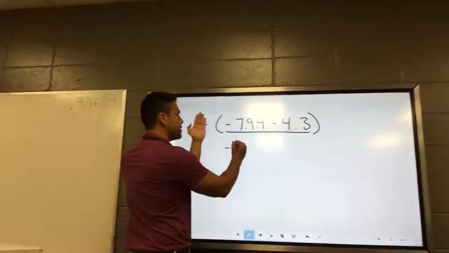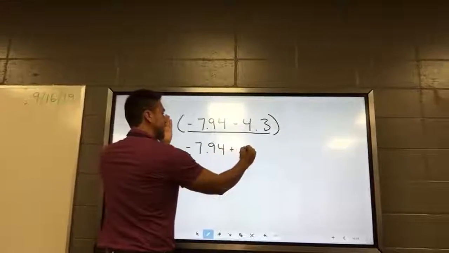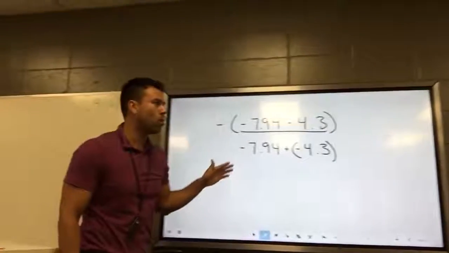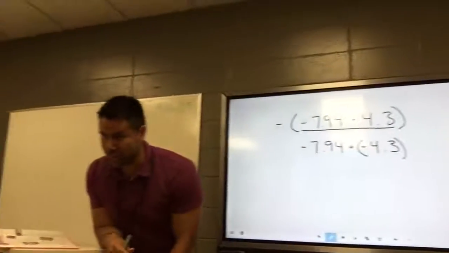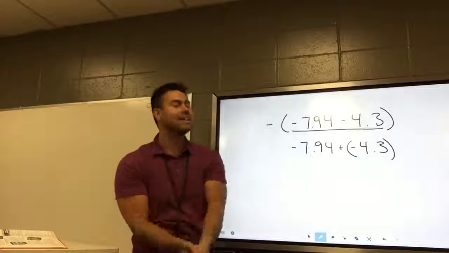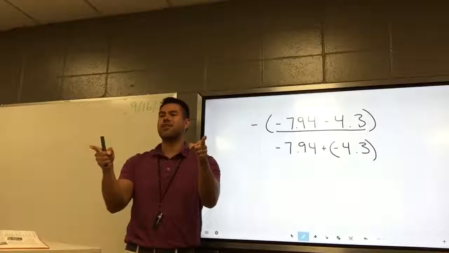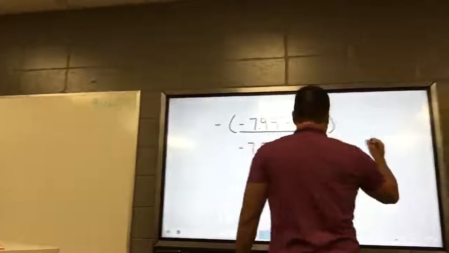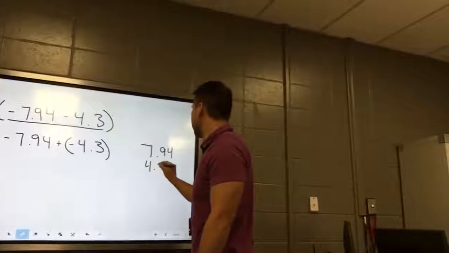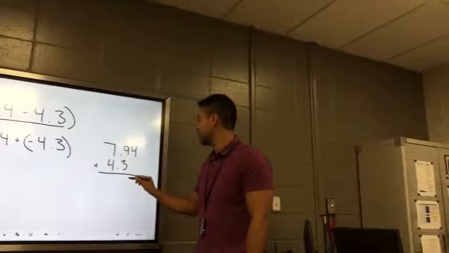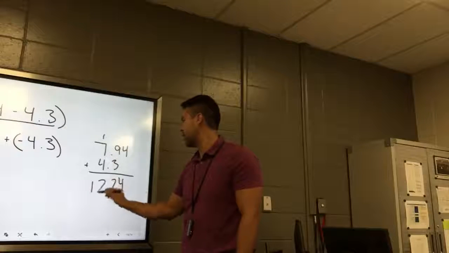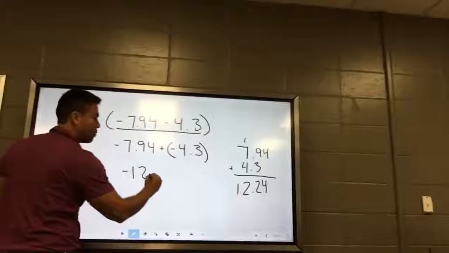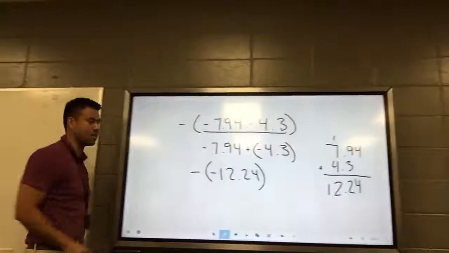So really, I'm going to do negative 7.94 plus negative 4.3. What are two negatives added together going to get me? A negative. Remember, two negatives multiplied together give me a positive, but two negatives added together is still negative. So I'm just going to add them. 7.94 plus 4.3, don't forget to line up your decimals. Is it going to be positive or negative? Negative. Okay, so I got negative 12.24. That's in the parentheses. I still have that.